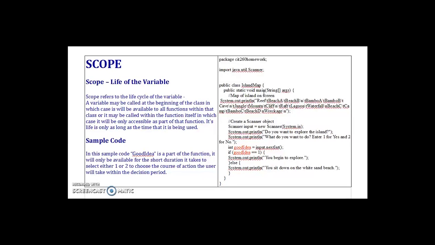On our sample code, we have a variable. As you can see, I have marked it in red here. It is the good idea, and this variable is called within that function, and it only has a life cycle as long as it takes for the user to make a decision and then choose the outcome, whether they want 1 or 2, and being able to move on to the next class that they're moving to.